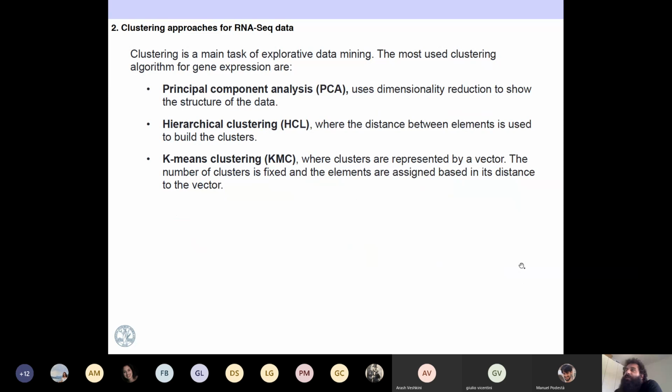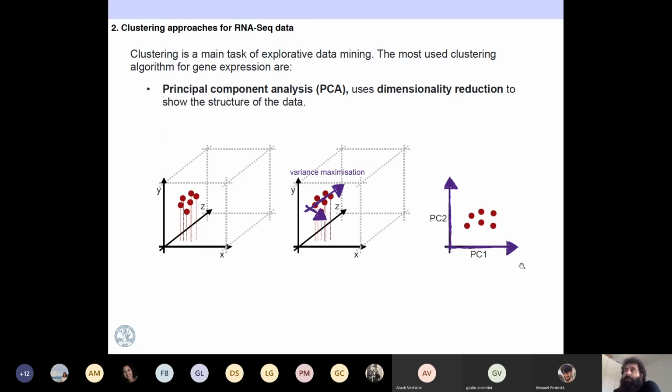Clustering is a main task of exploratory data mining. The most commonly used methods for gene expression, which doesn't mean all of them, are principal component analysis, hierarchical clustering, and k-means. Let's explain each of them without entering into too much detail. Principal component analysis is one of the things that we use a lot with a lot of different types of data, and it's the first thing that you should do with your data. We already did principal component analysis when we were looking for the relationship between samples.